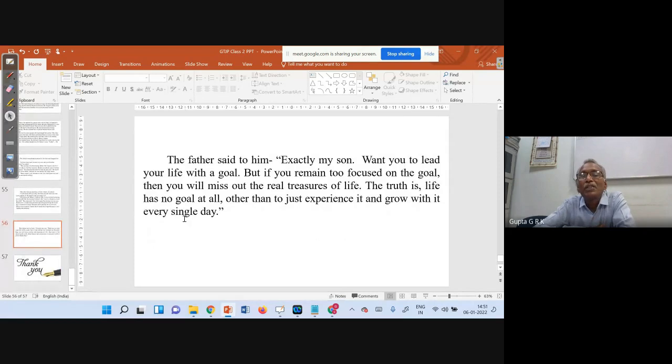And then the father said to him, "Exactly, my son. I want you to lead your life with a goal. But if you remain too focused on the goal, then you will miss out the real treasure of life. The truth is, life has no goal at all, other than to just experience it and grow with it every single day." Okay, that's what I was telling.